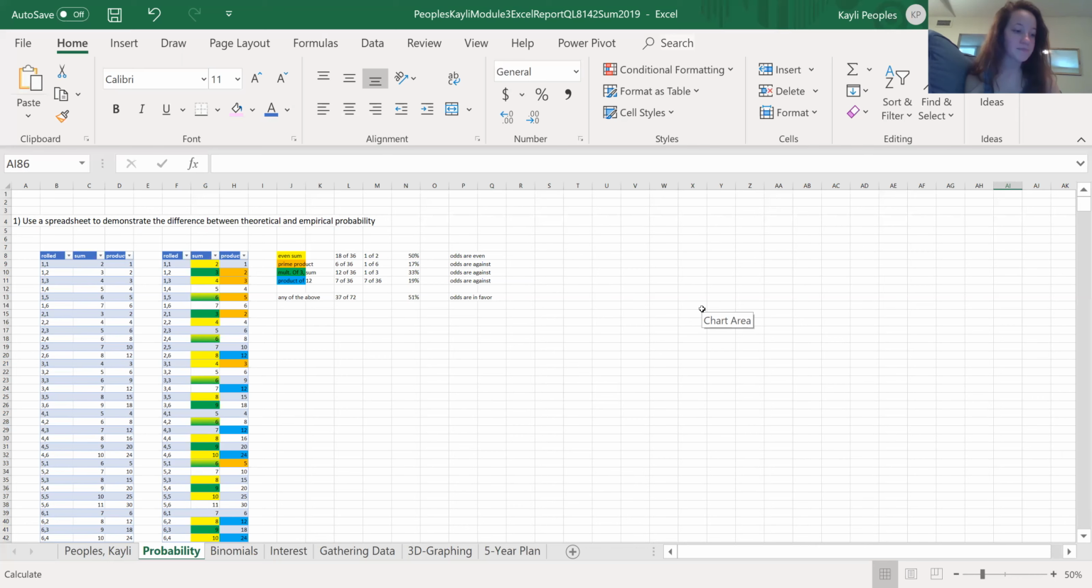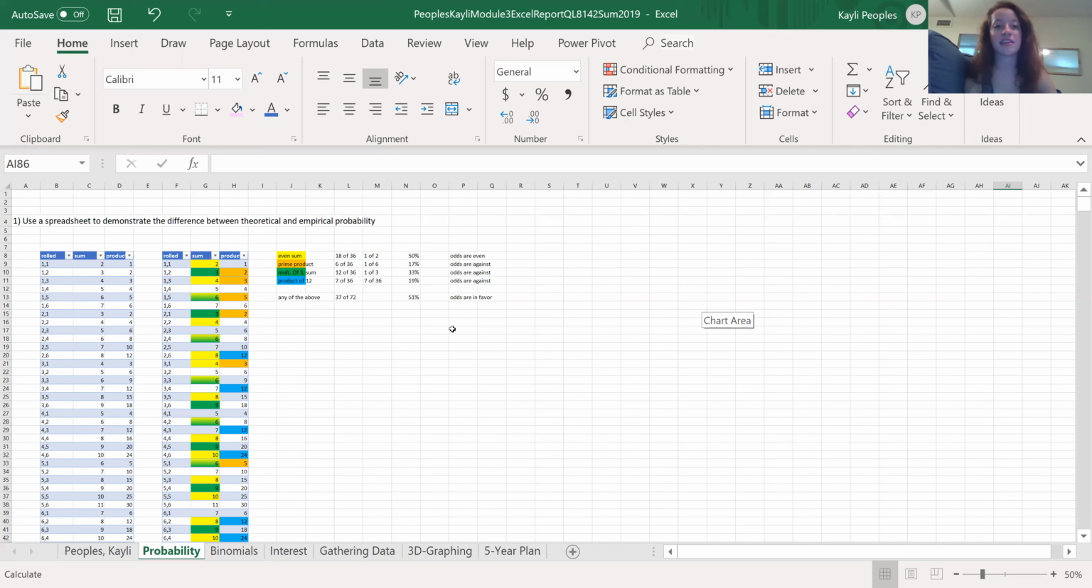And then empirical probability is formed through observations and experiments, and is the likelihood that a particular event will happen based on the results of the data collected.